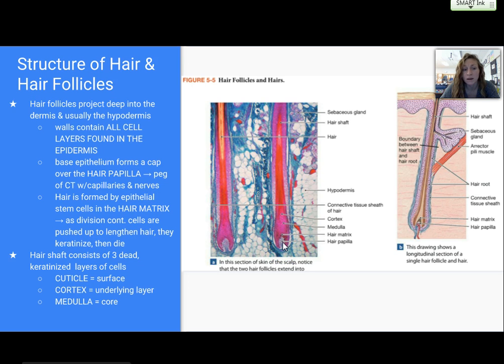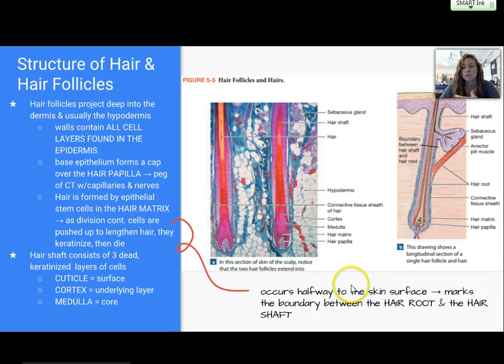The hair is formed by epithelial stem cells in the hair matrix. You can see that here in this actual image or in the diagram. And as division continues, cells are pushed up to lengthen the hair and they keratinize eventually and will die. The hair shaft, which is up in this region here, is going to consist of 3 dead keratinized layers of cells. You have your cuticle, or your surface, which is kind of shingle-like. The cortex, which is the underlying layer, and it's labeled in here. And then your medulla is your core layer.